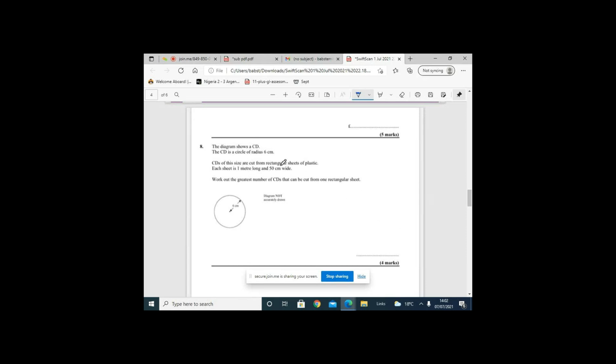So the diagram of CDs is a circle with a radius. The CD has a size according to rectangular distance. So each sheet is 1 meter long and this wide. So when you say 1 meter long, that's 100 centimeters. Okay, that's fine. So if you work out the greatest number of CDs, you can actually put in the rectangular distance. So you find, not divide, yeah, that's fine.